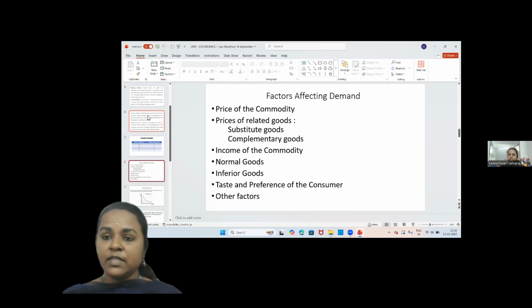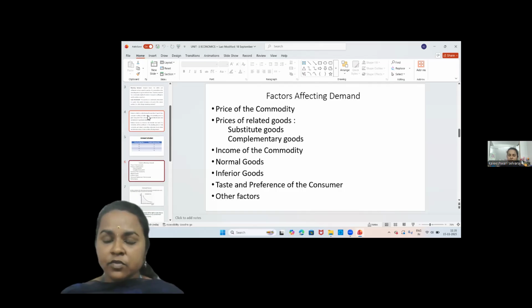Suppose, for example, toothpaste brands. If you are a consumer who is using Colgate, and there is any sudden increase in the price of Colgate toothpaste, you can go with the substitute goods for your consumption.